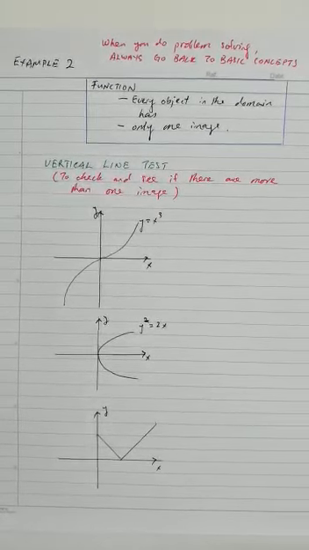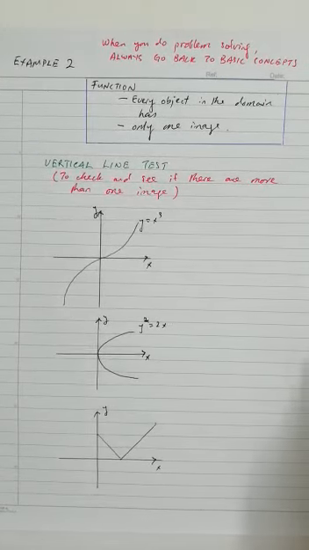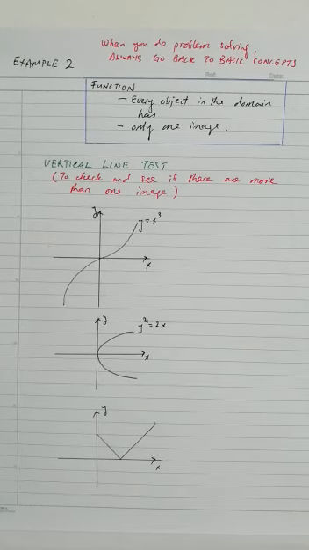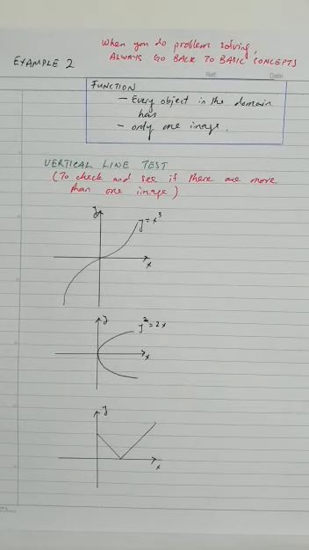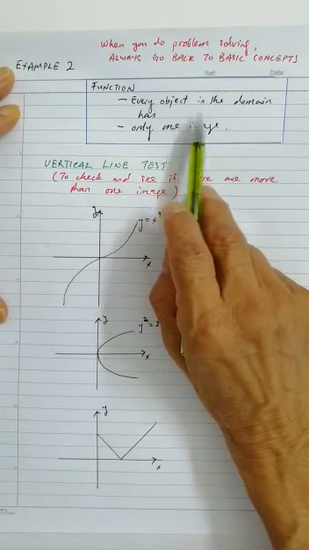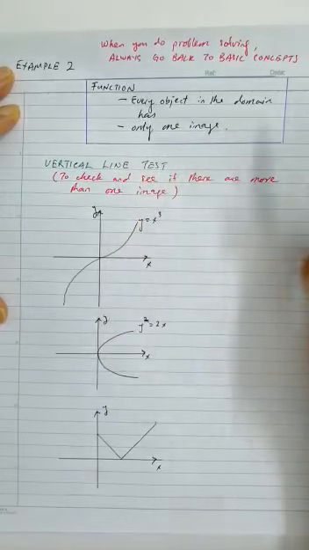In example 2, we are asked which of the following graphs is a function. Now, a very important concept in problem solving: always remember, go back to basic concept. Before you answer the question, you have to understand what a function is. A function is a special type of relation where every object in the domain has only one image.